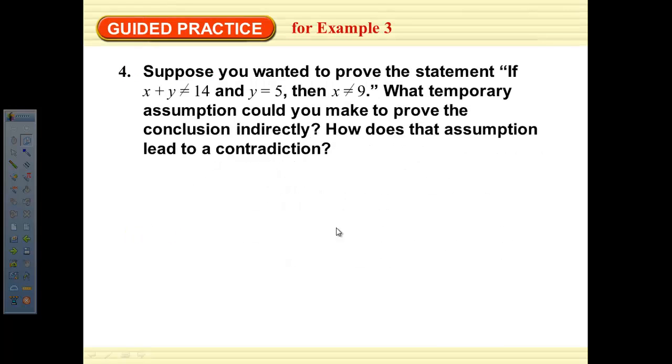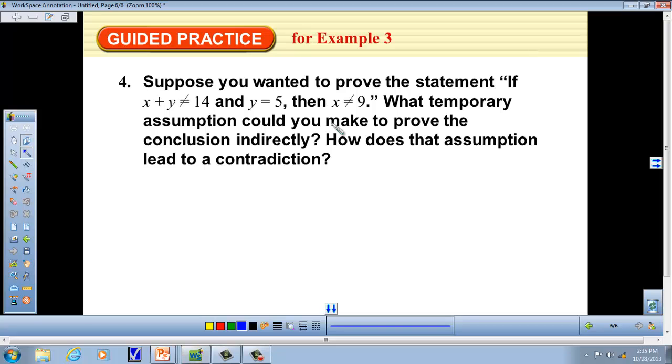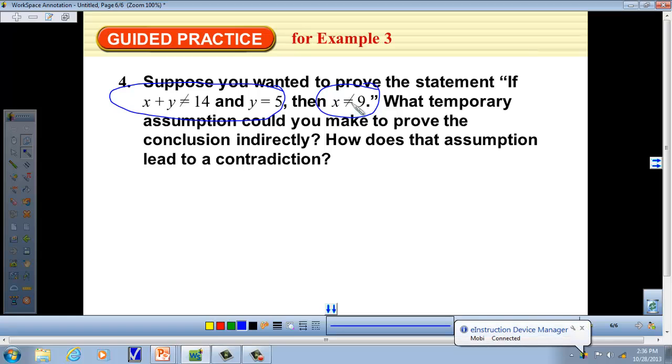And we'll do one more of these. And this one's a little bit easier to understand, I think. So we have, if these things are true, then this is our conclusion. So we have this given to us, and we want to prove that this is true. So the assumption would be that x is equal to 9.